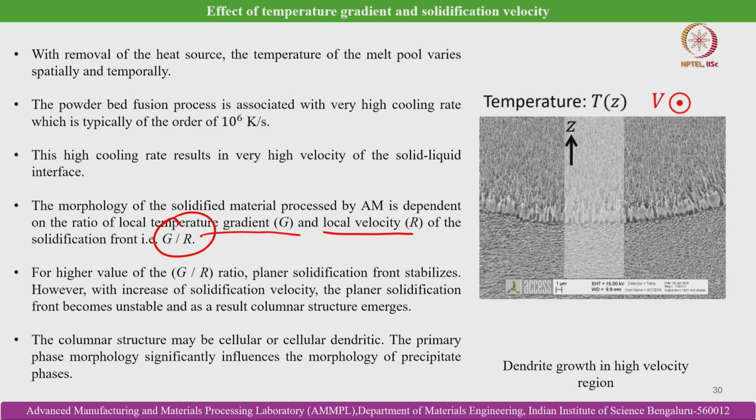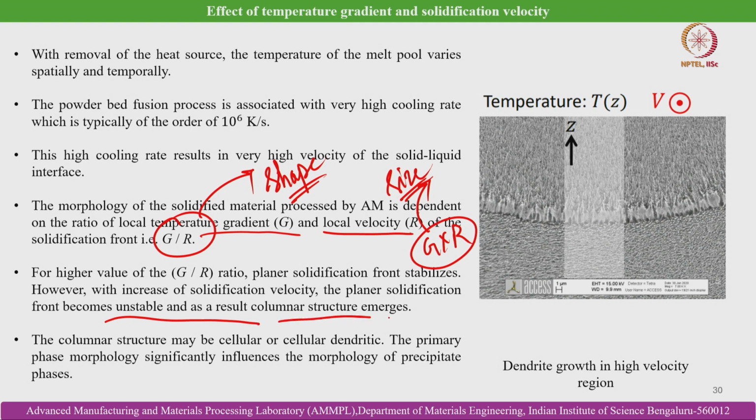So, the morphology depends on G by R, whereas the size depends on G cross R. These are the two prime conditions which determine the microstructure. G cross R determines the size of the evolving crystals or grains, and G by R determines the shape of the evolving grains. For a higher value of the G by R ratio, the planar solidification front stabilizes. However, with increase of solidification velocity, the planar solidification front becomes unstable and results in a columnar structure. The columnar structure may be cellular or cellular dendritic.